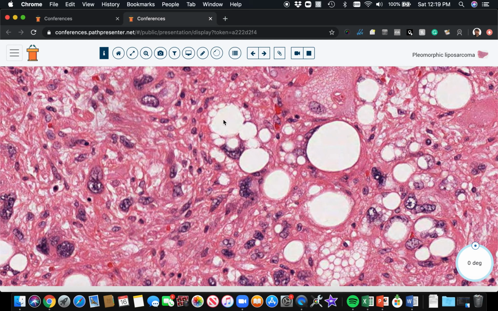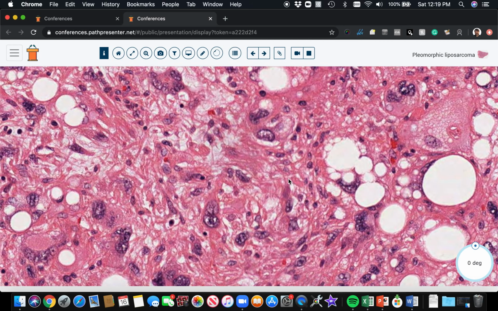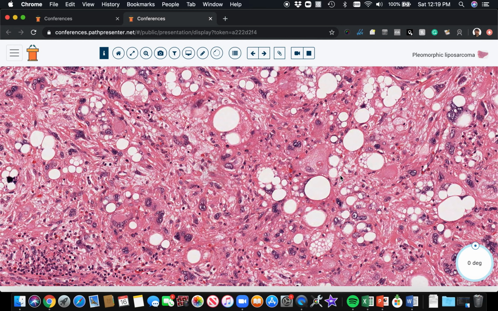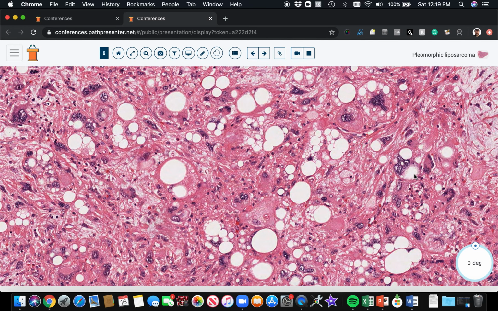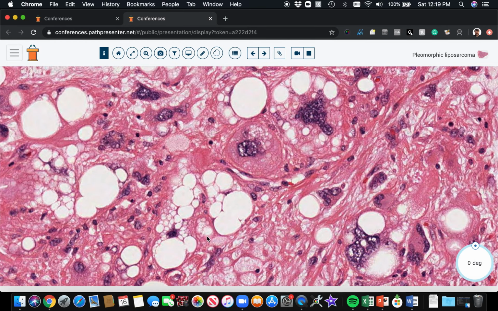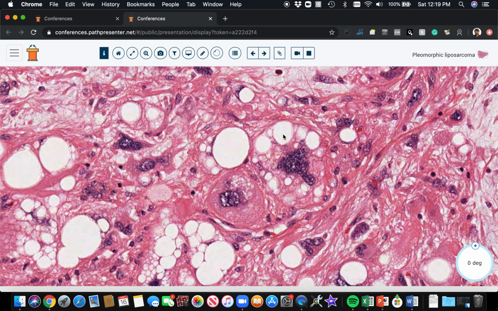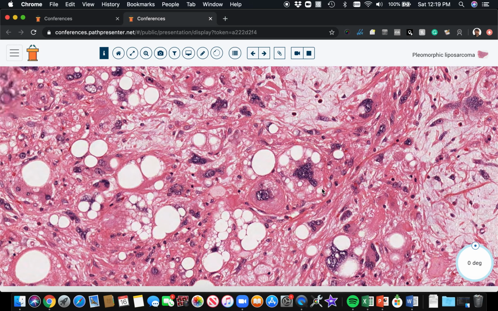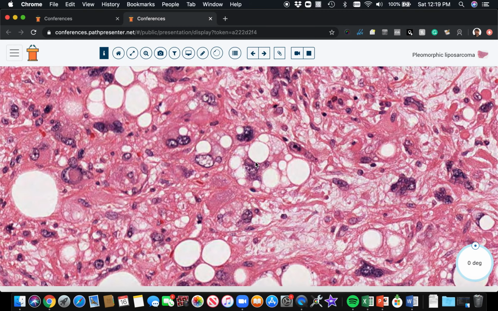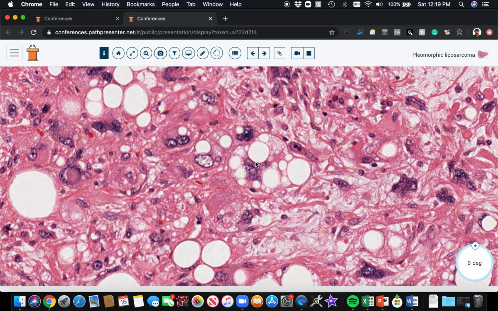It means they're clear, empty. They were filled with lipid that washed out during processing. They indent and push into the nucleus oftentimes, and they're nice and sharply circumscribed. So here is a variety of different pleomorphic lipoblasts. Here's one right here with tiny little vacuoles. This one here has much larger vacuoles. So when you see a high-grade sarcoma with pleomorphic lipoblasts, that is pleomorphic liposarcoma.